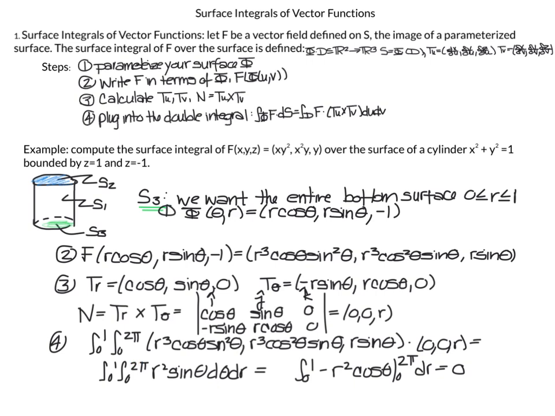Where did my d theta go? This should have a d theta at the end. And then my r goes between 0 and 1. This should have a dr at the end. And when I do my dot product, this goes away. My second term also gets dotted with a 0 and goes away. And so I'm only left with r squared sine theta. Performing the integration and then also plugging in, I get 0.